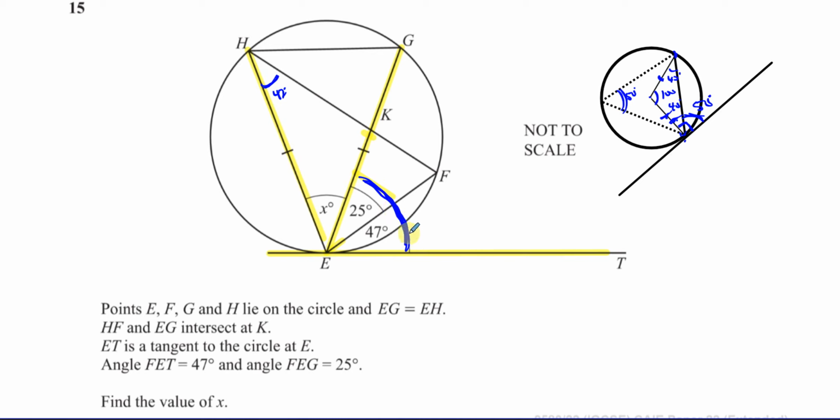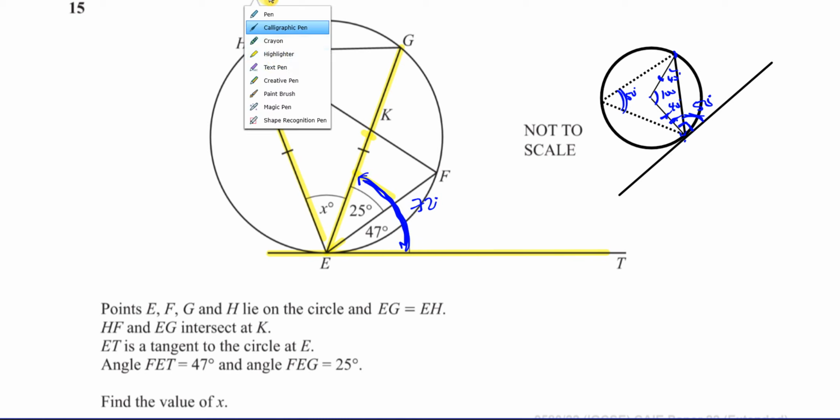Okay, and this angle is 47 plus 25. That's going to be 60 plus 12. That's 72 degrees, the whole of the angle from there to there. All right, now on the same chord stands this angle over here.